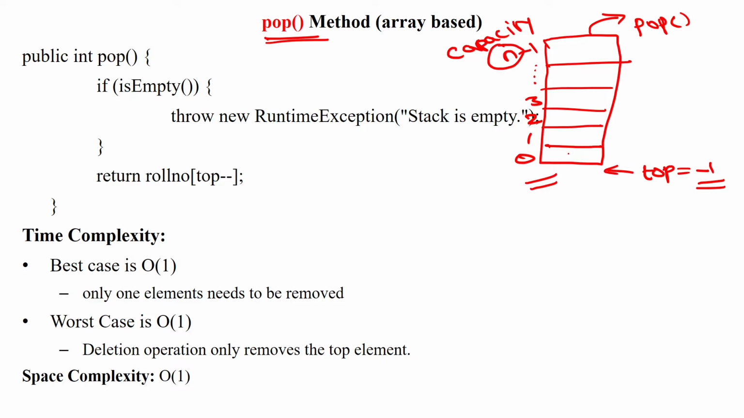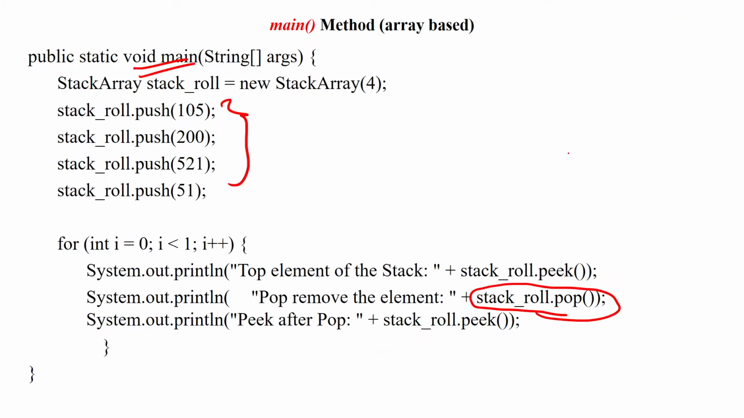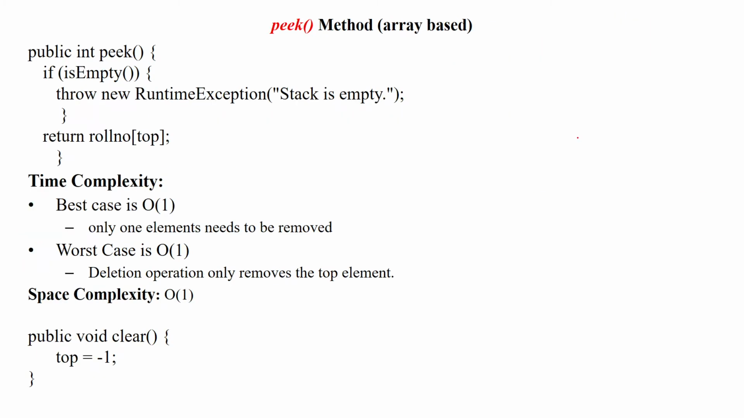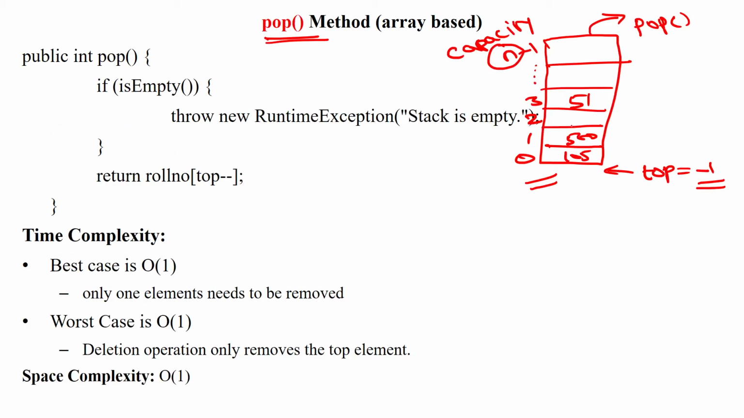First we have 105, 200, 521, 51. Here 51, 521, 200, 105. These are the four elements in the stack now. So now we are checking whether the stack is empty or not. No, the stack is not empty. The top is this one, 51. 51 is represented by the top.